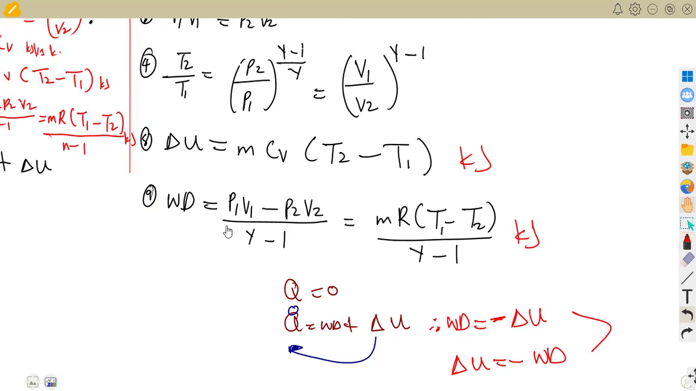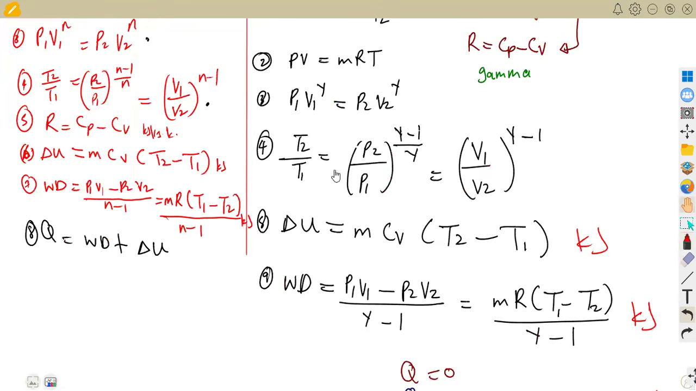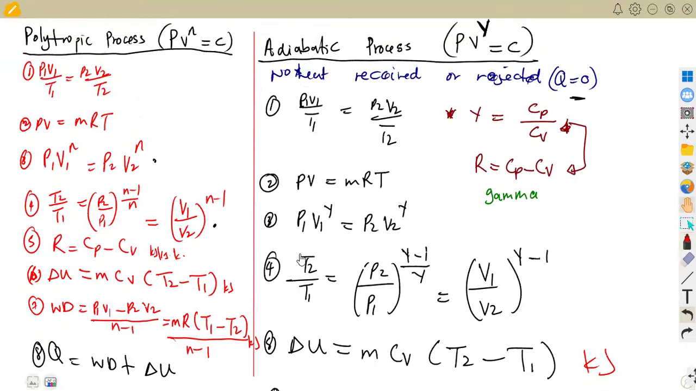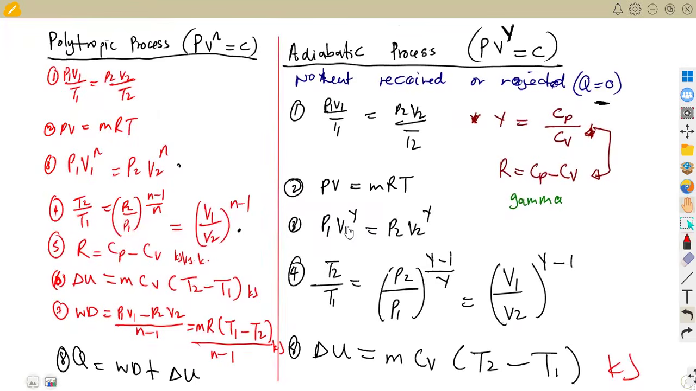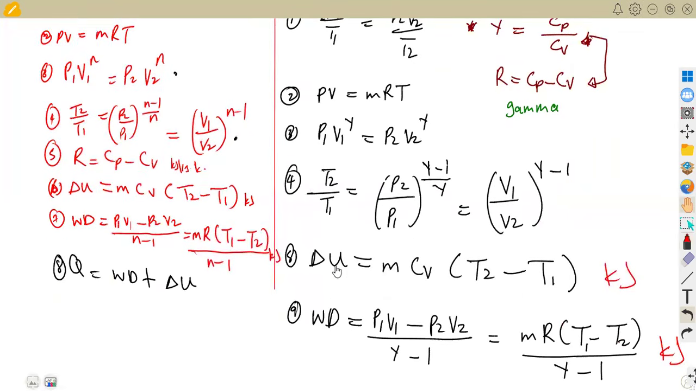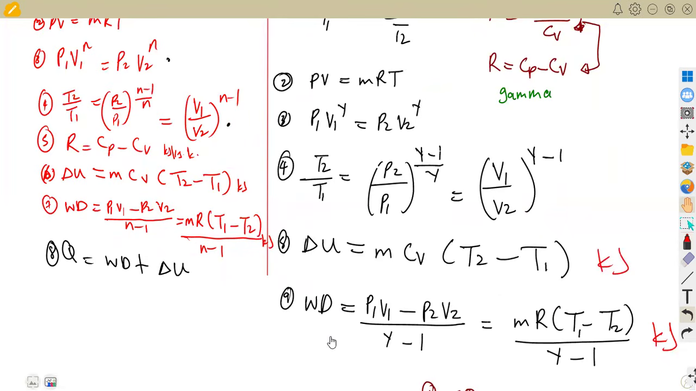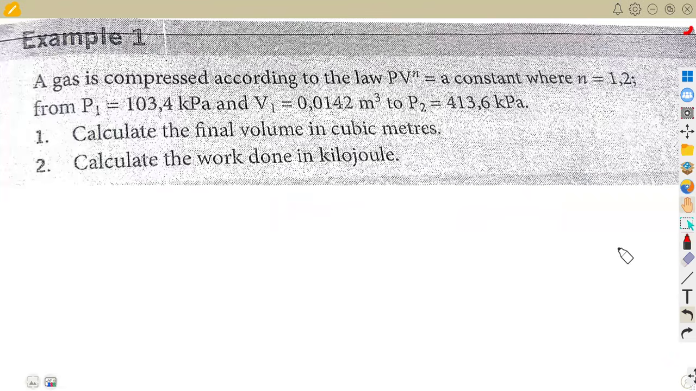With these formulas that I have listed here, you are going to answer any question under a polytropic process or under an adiabatic process. Any question. All we need is to use our formulas properly. Because of this board that I'm using, it's so complicated, so I'm just going to move on to another page so that we'll be able to see our questions and try to apply those formulas. I think you have seen them, so you'll be able to recall.